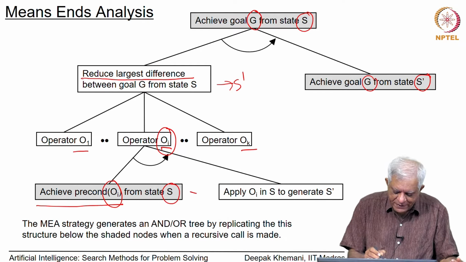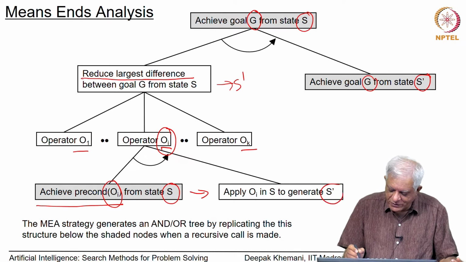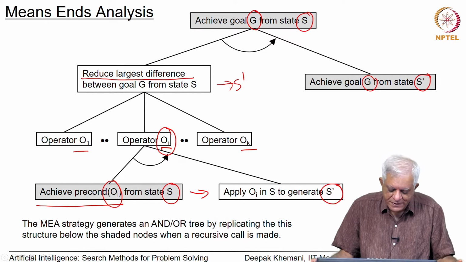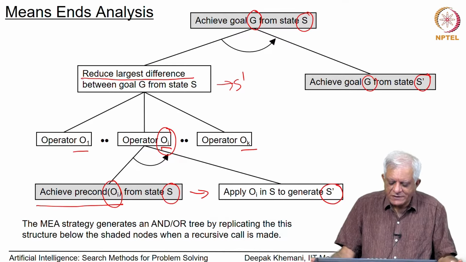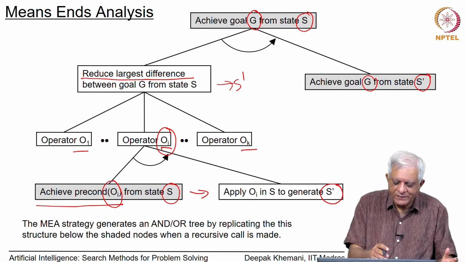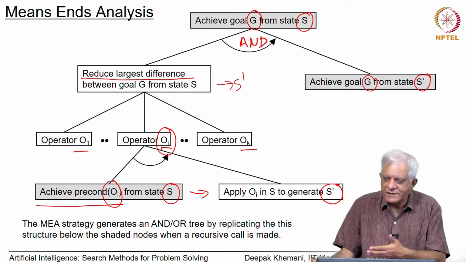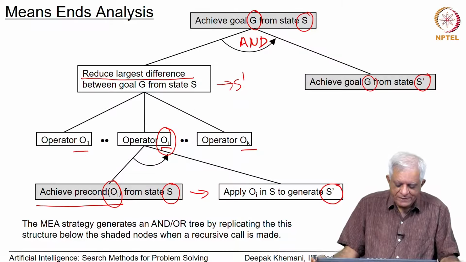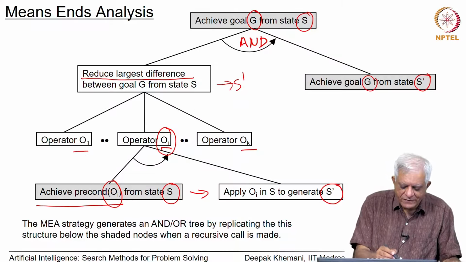So, you achieve the preconditions, then you apply the operator and you are into a new state S prime, and then you go and solve the rest of the problem from S prime. So, you can see that this is an AND OR tree, because you are saying you solve the main difference and you solve the remaining differences, but you address the main difference first. And it is an OR tree because you have choices here.